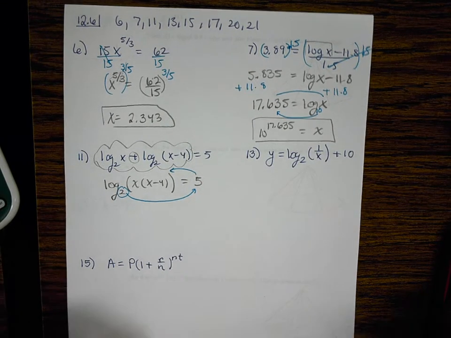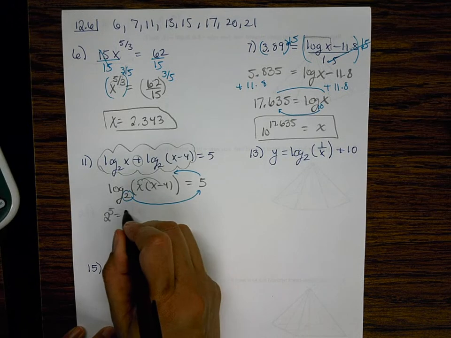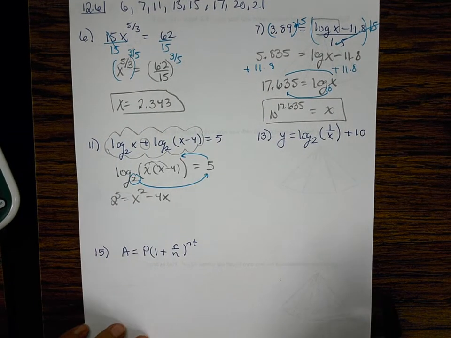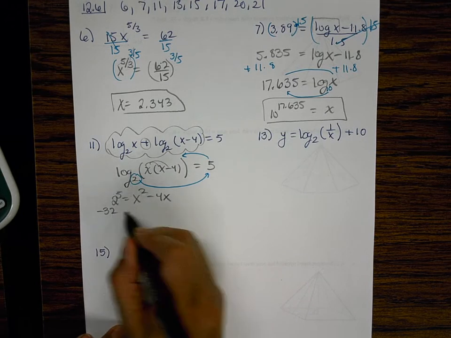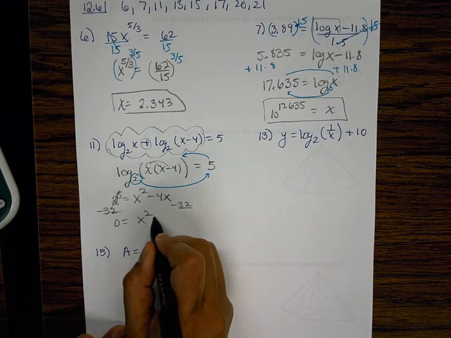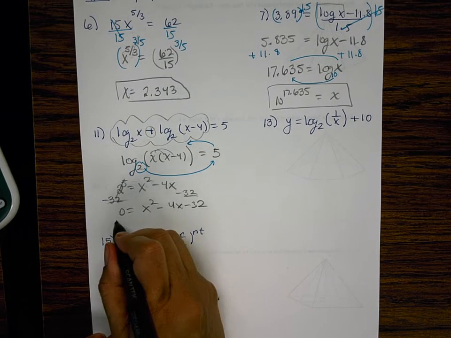So I end up with 2 to the 5th power equals, I'm going to go ahead and distribute that, x squared minus 4x. 2 to the 5th power is 32. And I'm going to subtract that to the other side. 0 equals x squared minus 4x minus 32. Double bubble.